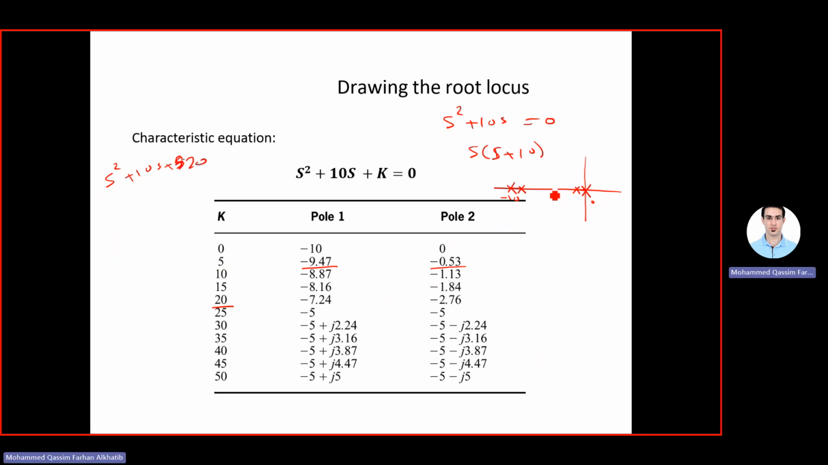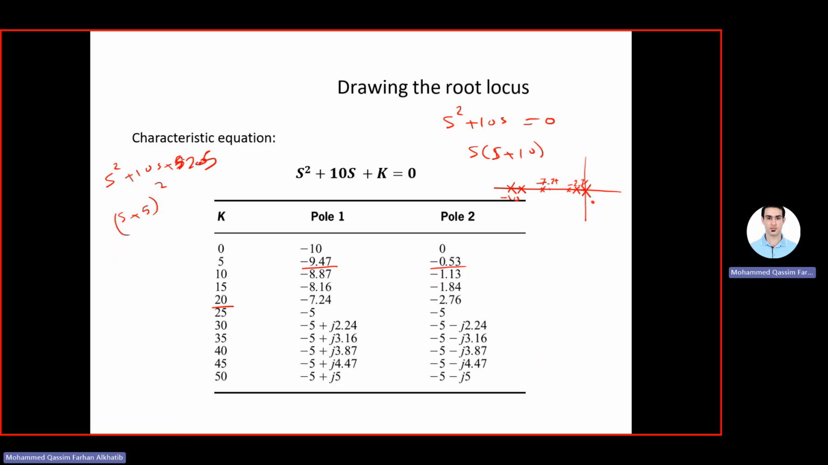Exactly. So I'm assuming it's going to be the same. So we will have negative 7.24 and negative 2.76. Now the case when they are both equal, when this value is 25, it's going to be s plus 5 squared. So we have 2 roots at the same location. So that's a negative 5.